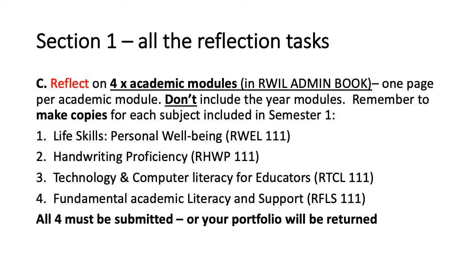Section 1, all your reflection tasks, then you'll have your 4 academic modules and you'll find the form in your RWIL admin book. 1 page per academic module. Don't include the year modules. Remember to make copies of each.